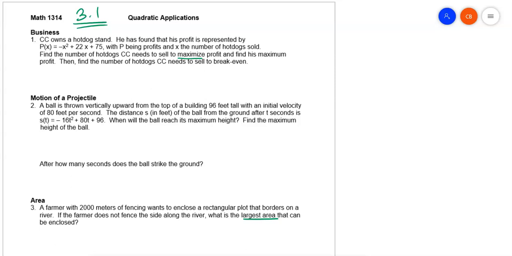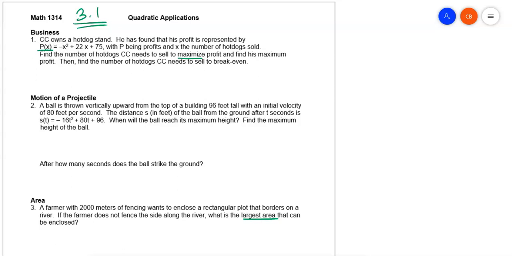We have somebody who owns a hot dog stand. He found that his profit is represented by this function over here, where P, in other words the Y values, is the profit, and the X values that we're plugging in are the number of hot dogs that he sells. In previous chapters, we modeled things like profit, cost and revenue in a linear fashion, but this guy has figured out that his profits are not linear, they are quadratic.